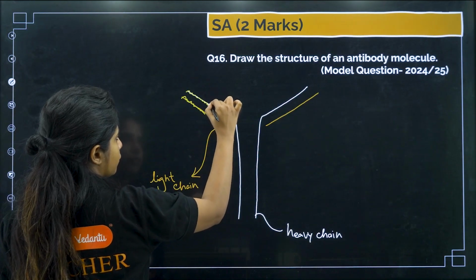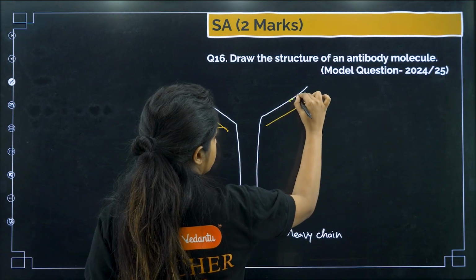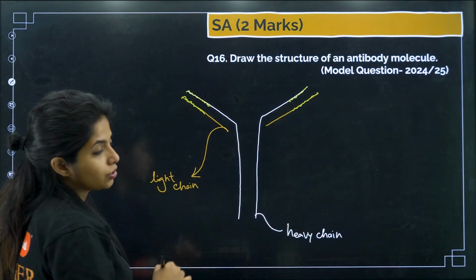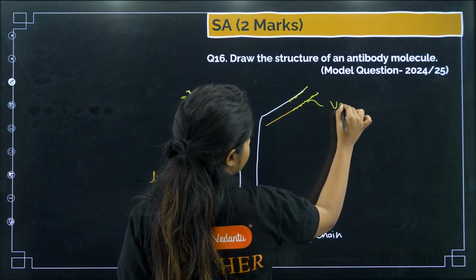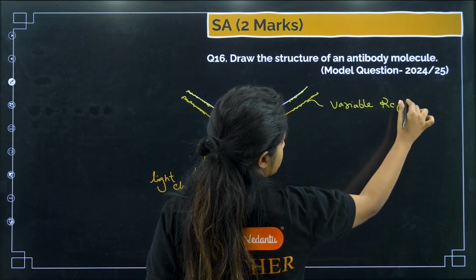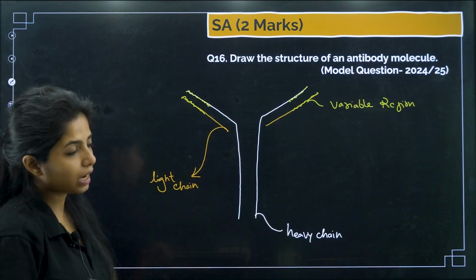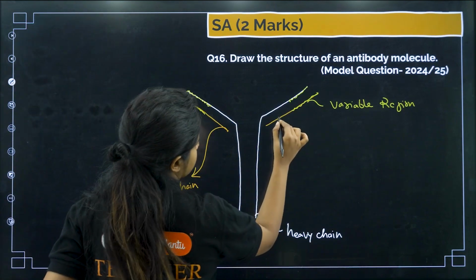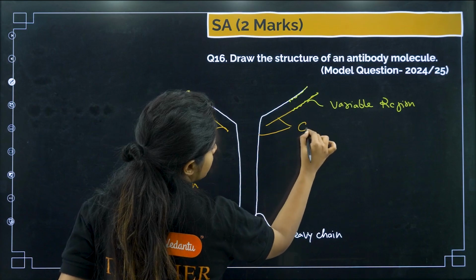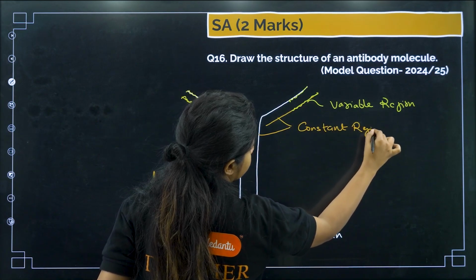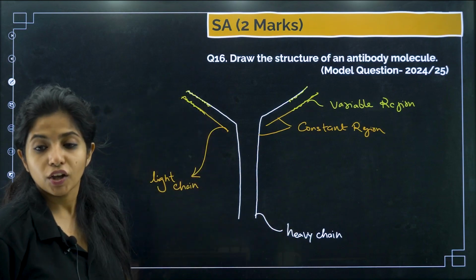which is different for different antibodies. So over here, this region that you see is known as the variable region. It is different. It is known as the variable region, whereas this and this thing that you see over here is known as the constant region. What is it known as? It is known as the constant region.